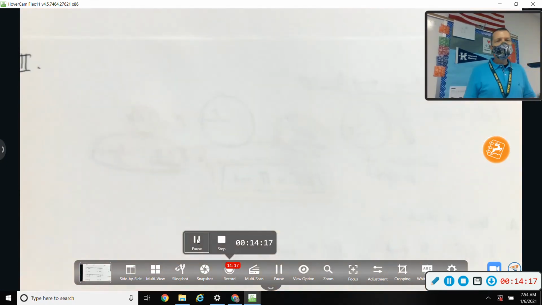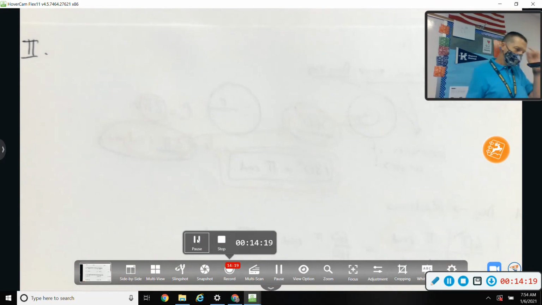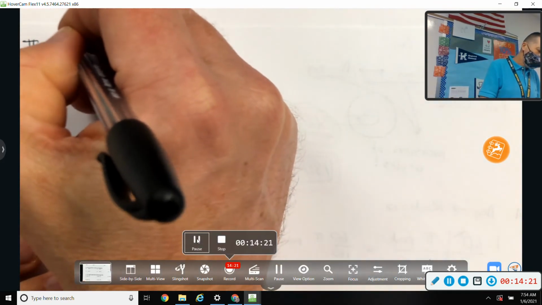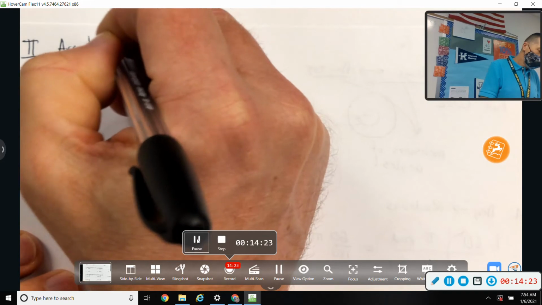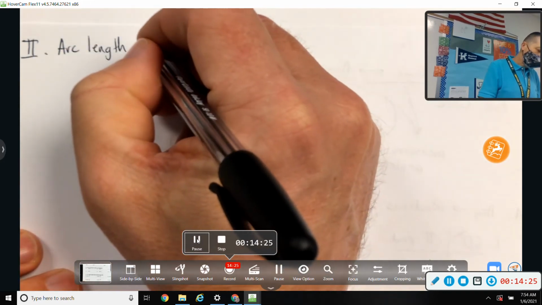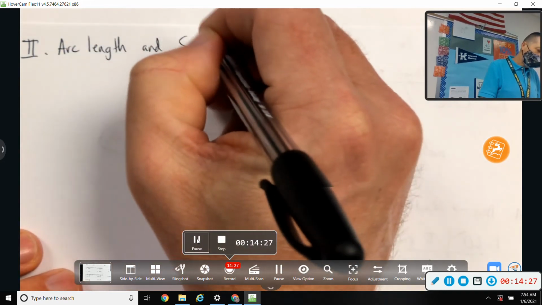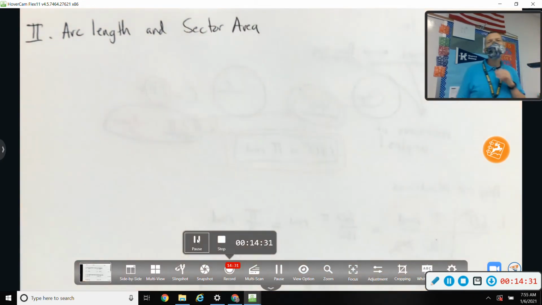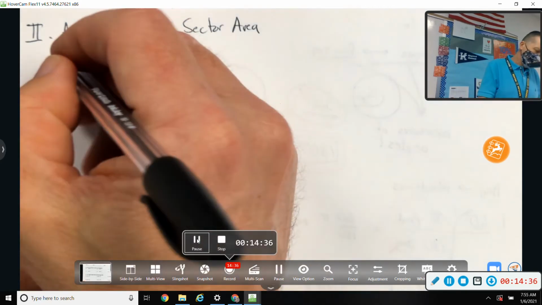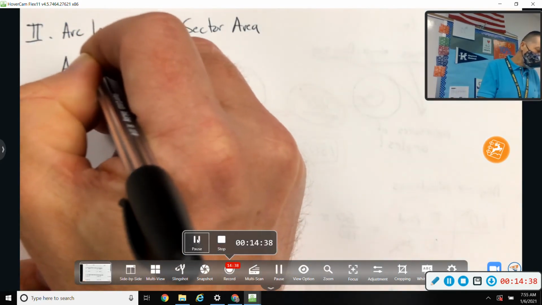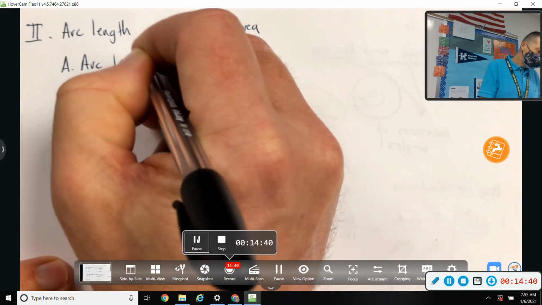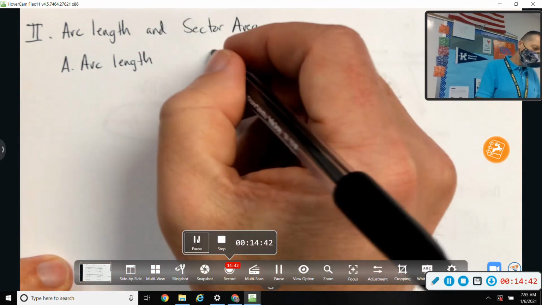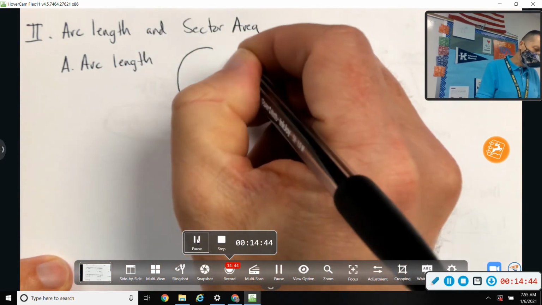Roman numeral 2. Arc length and sector area. Sounds fancy. First, arc length. Let's first explain what we're talking about when we talk about an arc length.